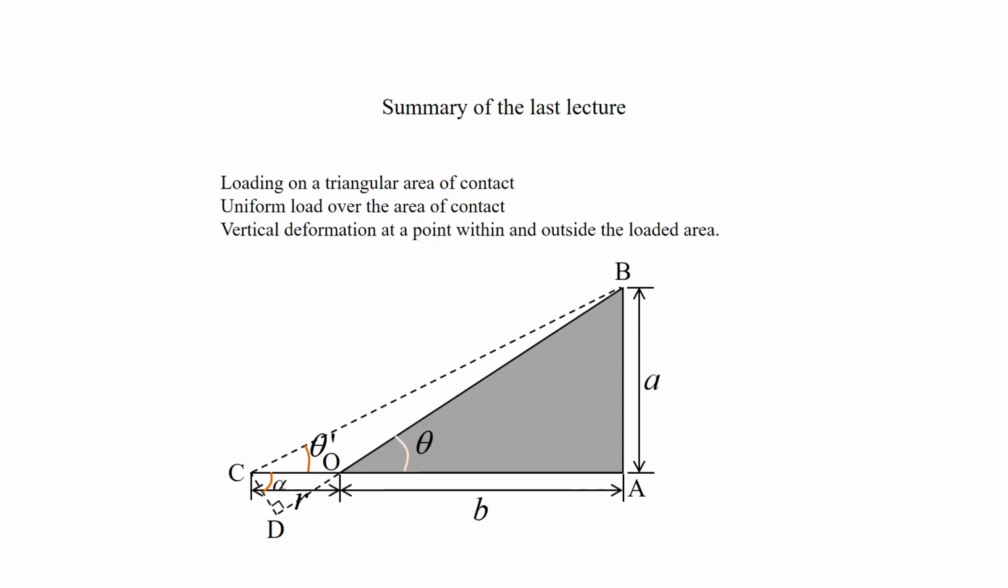So, in the last lecture I had discussed this loading on a triangular area of contact. We discussed uniform load over the whole area of contact, and then we found what the vertical deformation should be at a point O, which is within the area of loading of this triangle, and at a point C, which is away from it. And so, we deduced these relations.